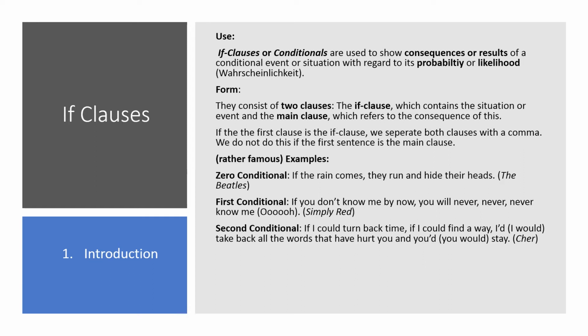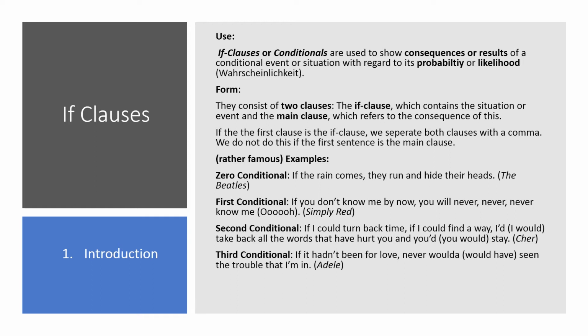Then the second conditional. If I could turn back time, if I could find a way, I'd take back all the words that have hurt you and you'd stay. That's by the famous singer Cher. And then there's the third conditional. If it hadn't been for love, never would have seen the trouble that I'm in, by Adele.